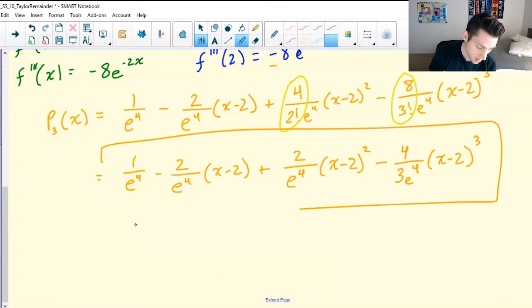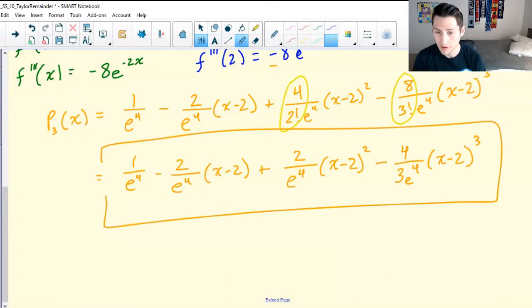Okay, so here is my first part. All right, this is the third degree Taylor polynomial. So this is a polynomial that will approximate e to the negative 2x, and it's centered around 2. So it's a good approximation for things that are around 2, right, depending on what degree we go to.